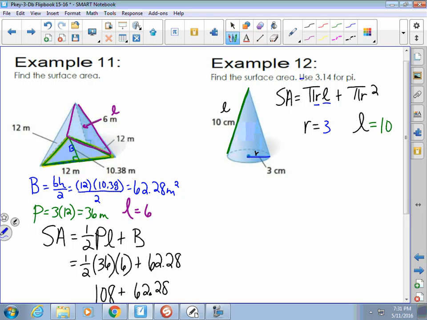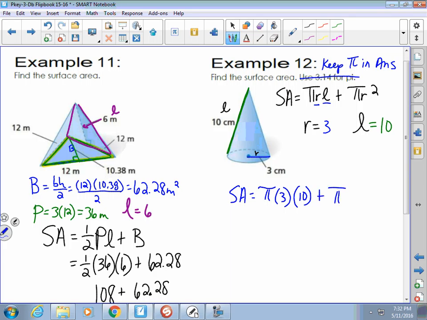But when we work this out, I know this is used 3.14. We're going to answer it in terms of pi, okay? So we're going to keep pi in the answer, meaning we're just going to focus on the numbers and then just add the pi at the end. So when I plug this in, our surface area is pi times the radius. I'm going to run out of room, so let me come underneath here. Surface area is pi times our radius, which is 3, times our slant height, which is 10, plus pi times our radius squared, which is 3 squared.